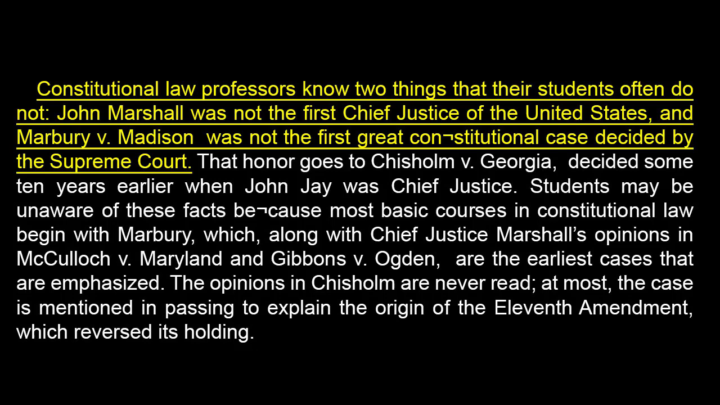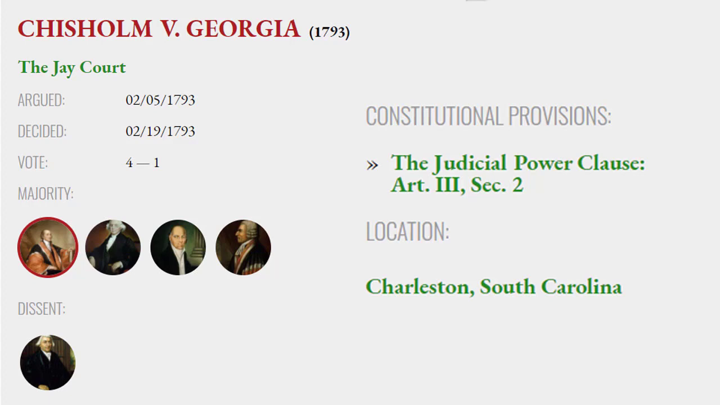In Chisolm, the Supreme Court, by a vote of 4-1, rejected Georgia's assertion of sovereign immunity as a defense against a suit in federal court for breach of contract brought against it by a citizen of another state. The fundamental nature of this issue presented by the case was aptly characterized by Justice Wilson. This is a case of uncommon magnitude.